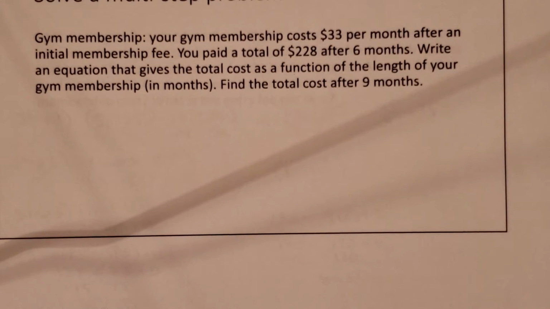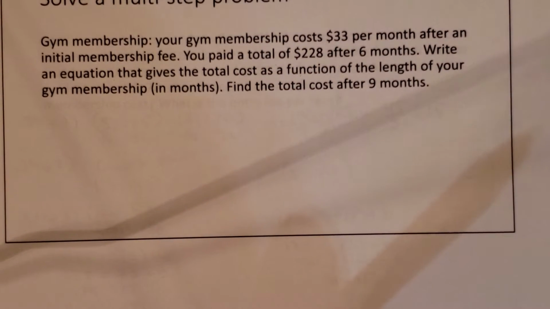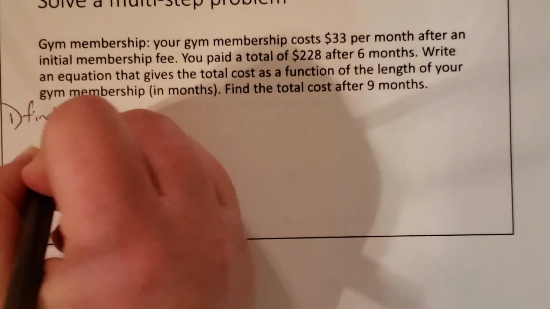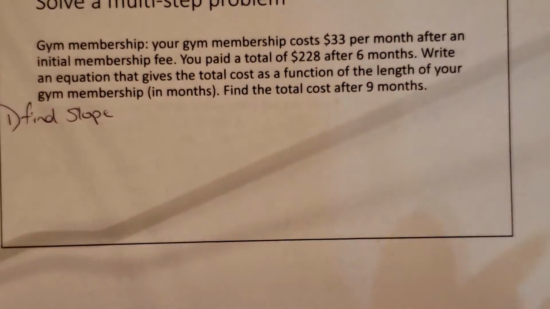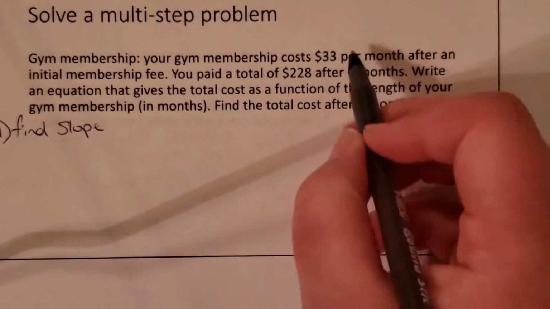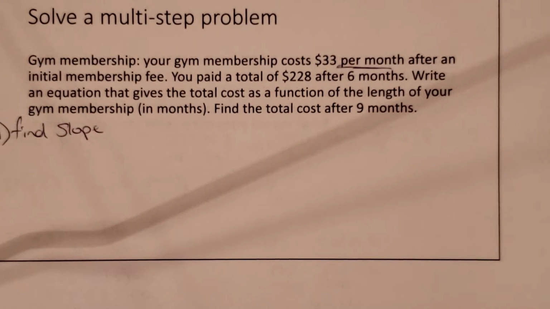Okay, let's take a look at the word problems. There's only 2 word problems, and we're going to go ahead and do this one and then take a look at the other one. Okay, so the first one, we need our slope, right? So we've got to have our slope. So we have a gym membership. Your gym membership costs $33 per month. After initial fee, you paid $228 after 6 months. Write an equation that gives the total cost as a function of the length of your gym membership in months. Find the total cost after 9 months.